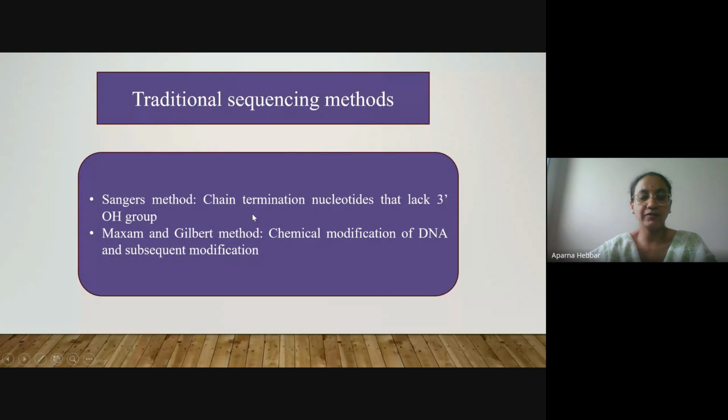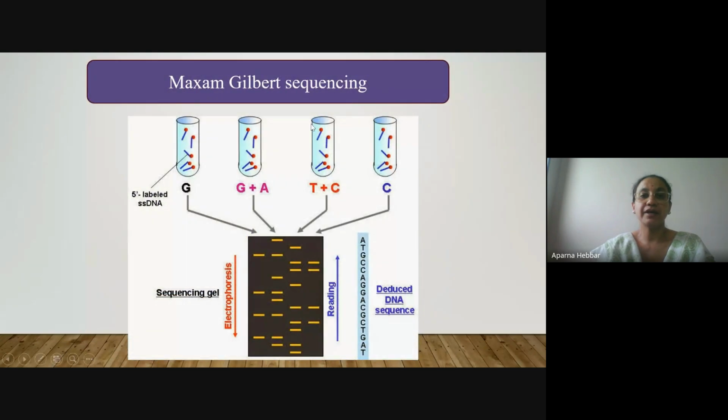This is sequencing by synthesis, where chain terminators are used that have no 3-OH group, that is, they lack a 3-hydroxyl group, so that no continuation of polymerization by DNA polymerase can take place. Then the Maxam and Gilbert method involves DNA sequencing by chemical modification, and here is a brief picture of this Maxam and Gilbert sequencing.